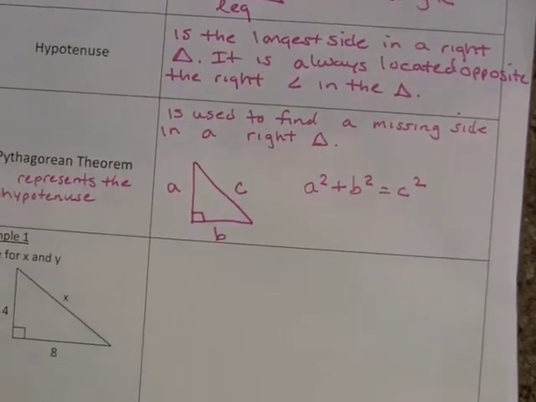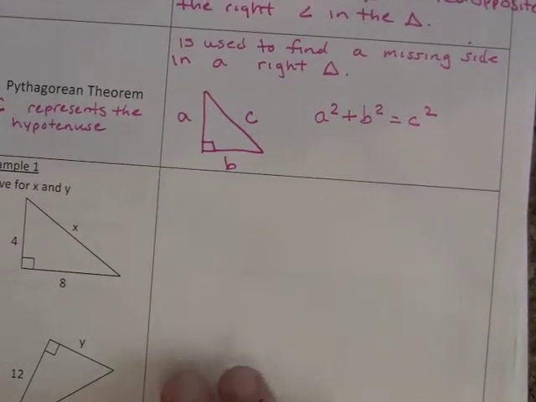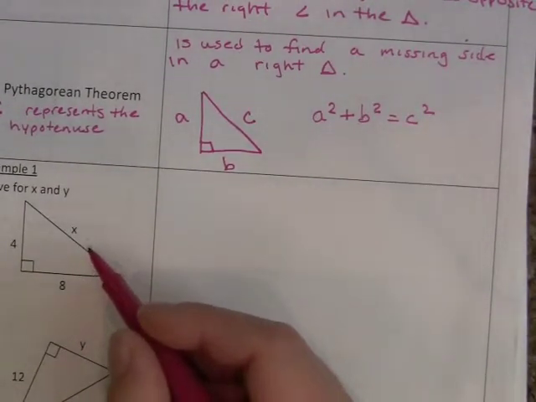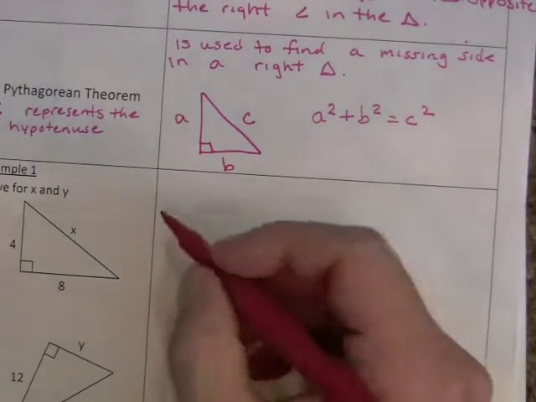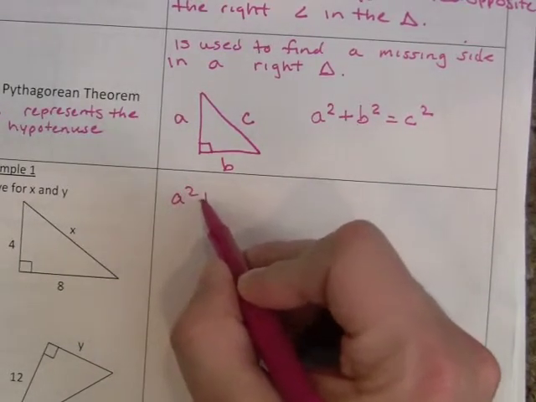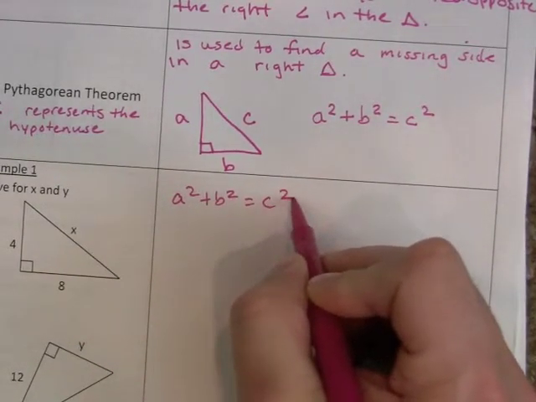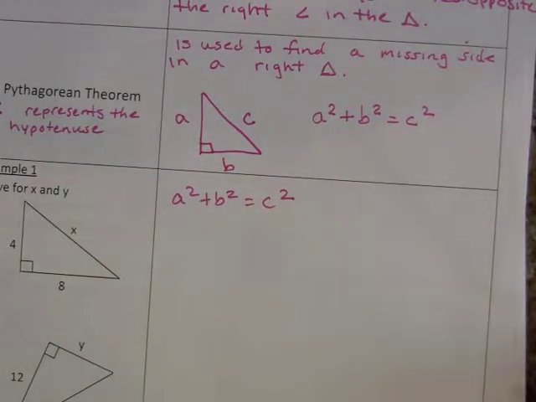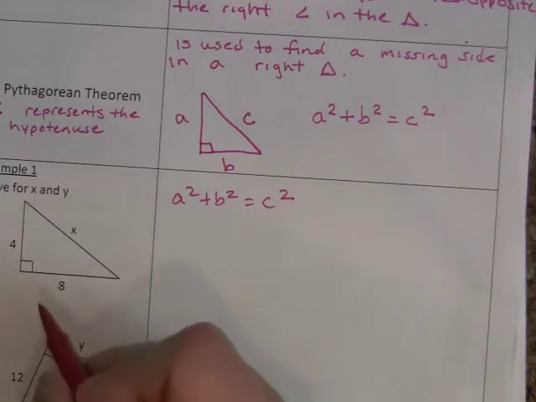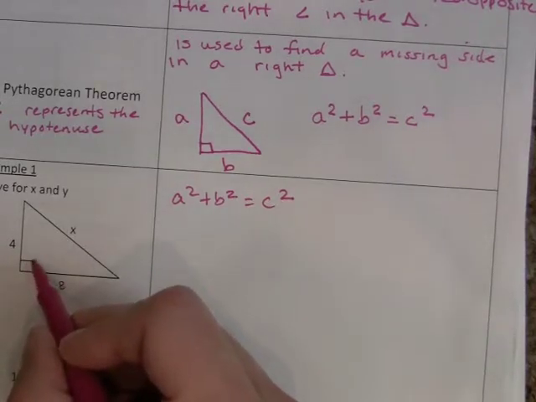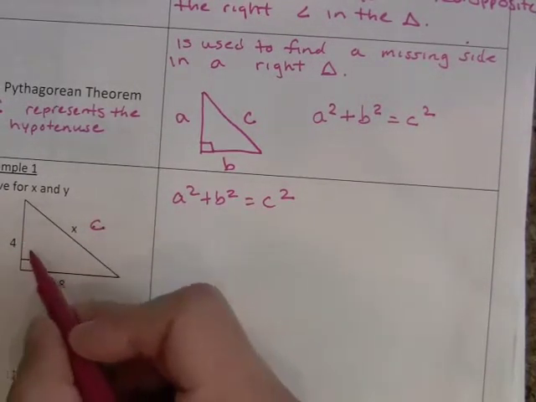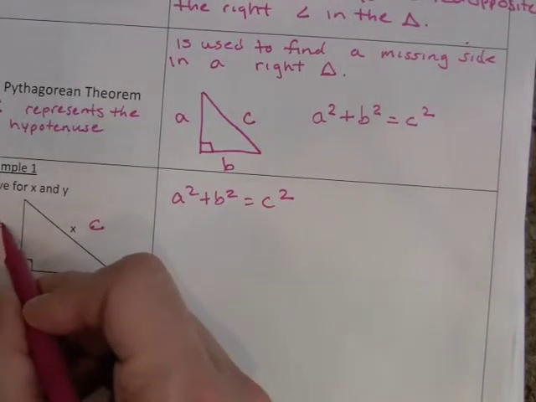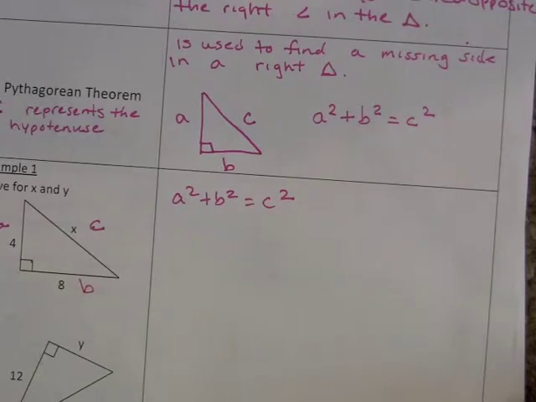Okay, so let's move on to example 1. In example 1, we need to solve for x in this problem and then for y in the second triangle. So in the first one, I'm going to set up my equation, a squared plus b squared equals c squared. And I want to correctly identify my hypotenuse. Well, my hypotenuse is always opposite the right angle. Here's my right angle, so the side opposite it is the side that's labeled as x. So that's my c. And the other two sides, it doesn't matter which one I make a or b. So I'll make 4 a and b the 8.